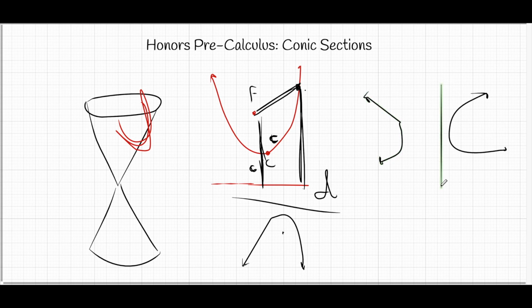In this case, the directrix would be to the left of the vertex, and the focus would be to the right. And for the leftward facing, the focus would be to the left and the directrix would be to the right. Just think, whatever direction the parabola is opening in, the focus is also in that direction when compared to the vertex.